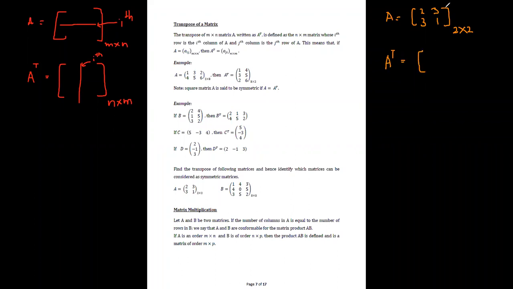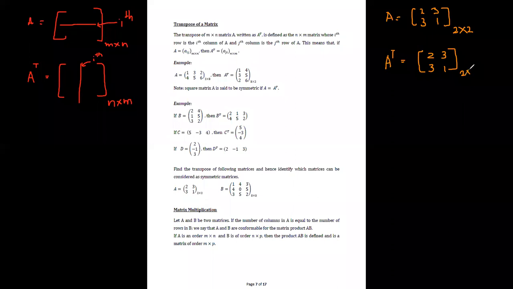First row becomes the first column. The first row elements are 2 and 3. Then it becomes the first column of the transpose matrix. Then here you can see that the second row elements are given as 3 and 1. Then this will become the second column elements. Therefore, this is also a 2 by 2 matrix. Then we can say that here it is 2, 3, 3 and 1. We can say that these are two equal matrices.